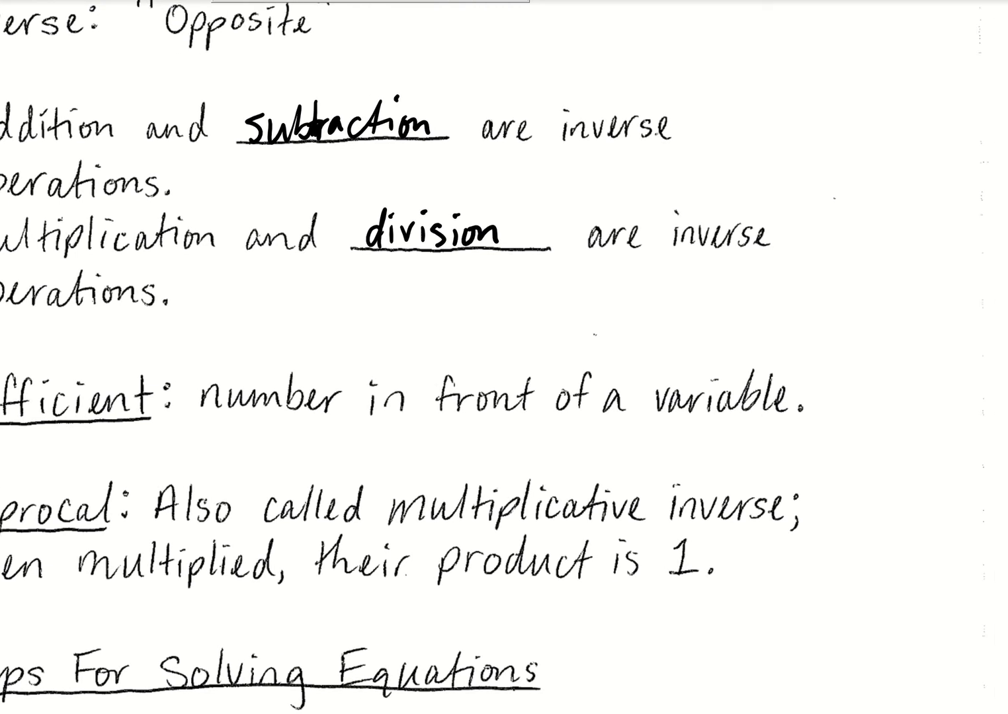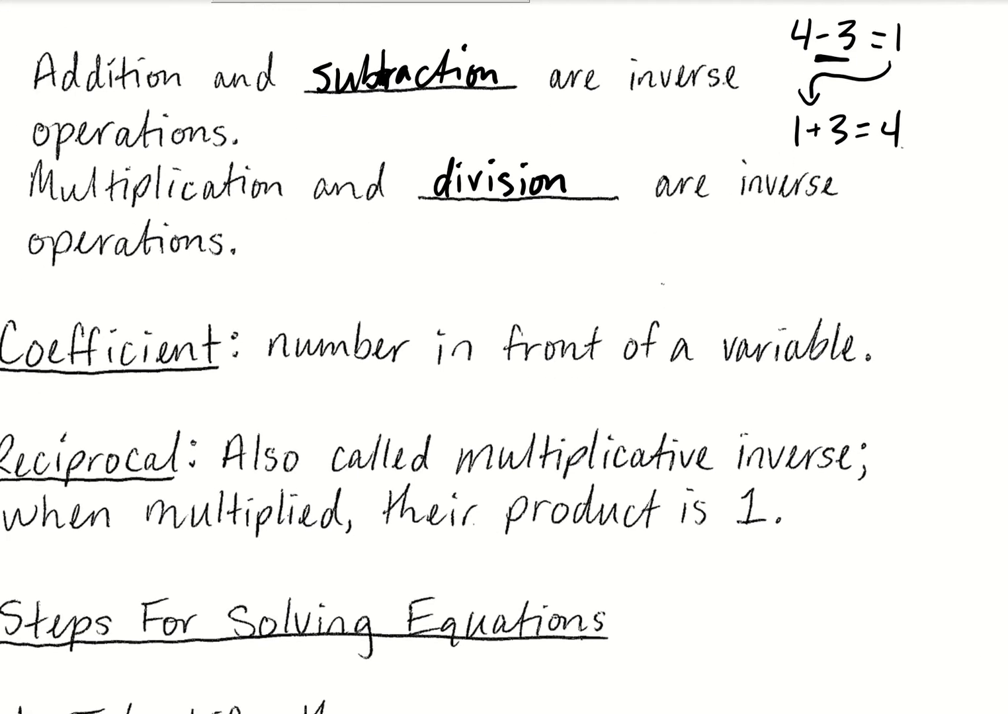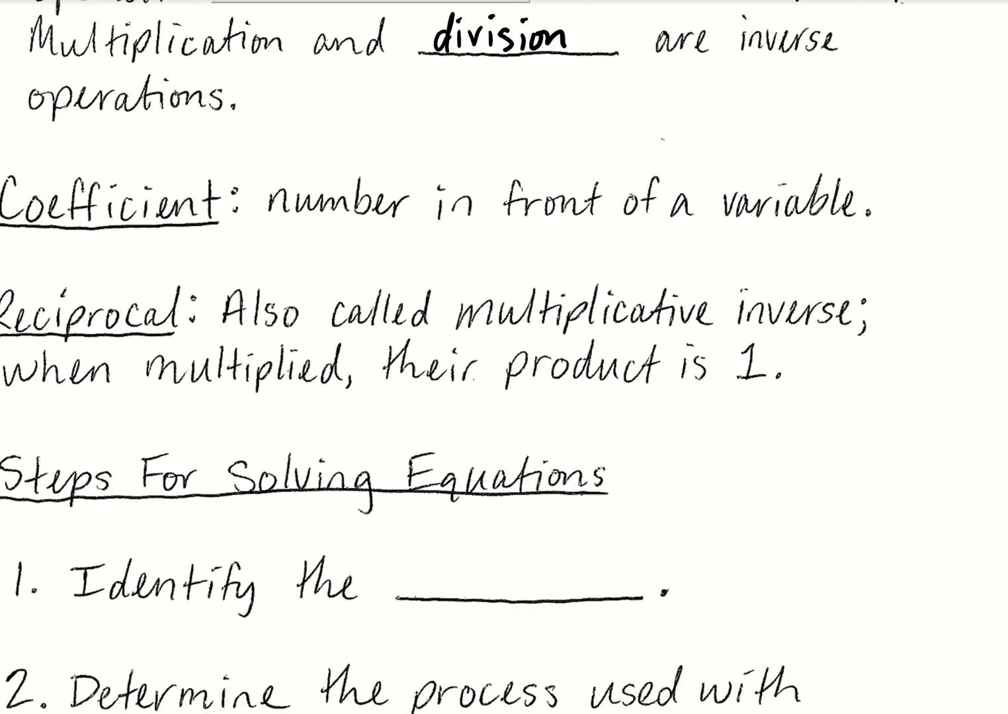Just to give an example with addition and subtraction so that it's kind of easy for you to see. If I have 4 minus 3, okay, that's going to equal 1. Okay, so then if I take that 1 and I do the inverse or the opposite operation, so plus 3, that's going to take me back to 4. And that's just an example of what inverse operations are kind of going to look like there.